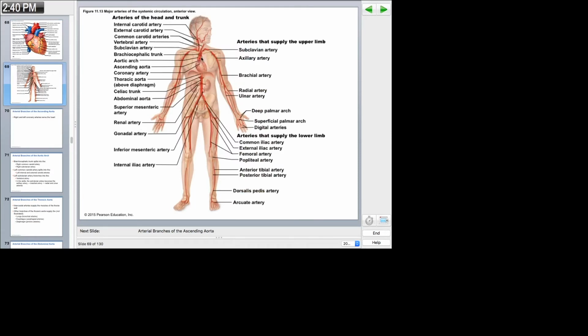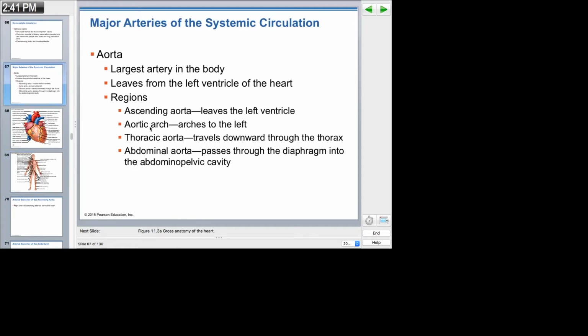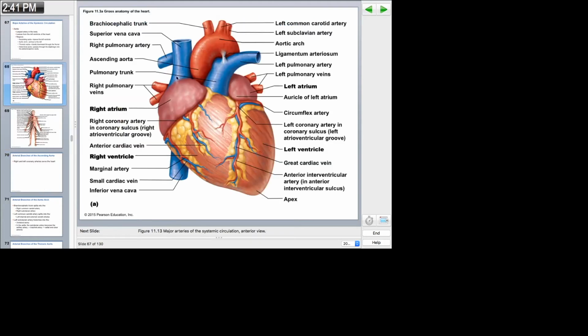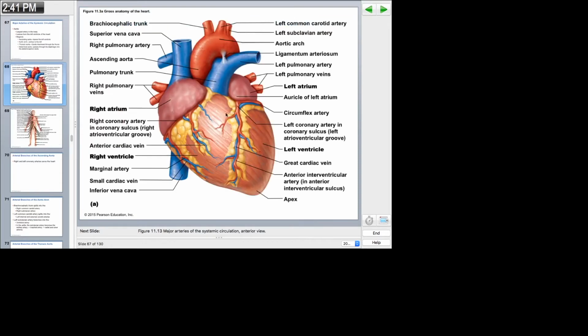You've got your aorta. There are four parts to the aorta. You've got the ascending aorta, which comes off of the heart. You have your aortic arch, which is the arch where these three blood vessels come off of. You've got your descending aorta that's divided into two areas, your thoracic aorta and your abdominal aorta.